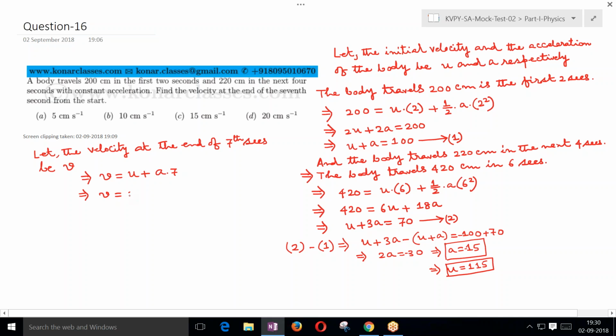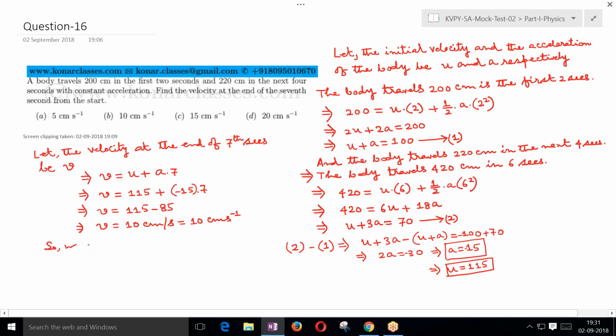So v is equal to u. What is u? u we already derived is 115, plus a into 7. a is minus 15 and t is 7. That implies v is equal to 115 minus 85, that means it is 10 centimeter per second. So we get v is equal to 10 centimeter per second. We can also write it according to our given option as 10 centimeter second to the power minus 1. So we get the correct option as B.